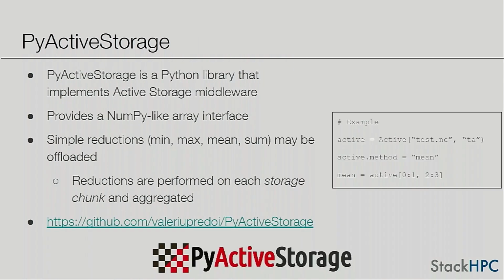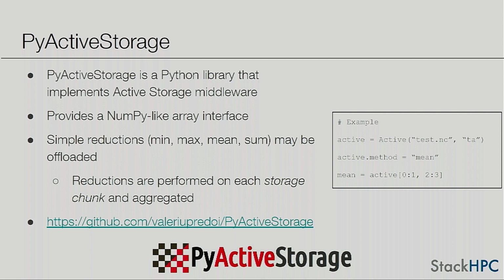Now, a key part of this is the PyActive storage library, which was written for the Excalibur project by the NCAS team. It gives you a NumPy-like array interface and allows you to perform basic reductions on the data. And it knows how to break the variable down into the storage chunks and iterate over them, and on each chunk call out to an active storage service.